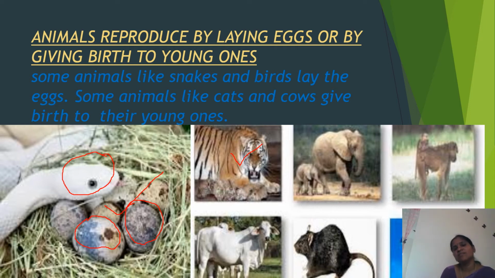Some of the animals will give birth directly to their babies. So some examples I have given in the picture. Observe. Tiger will give birth directly. Even elephant will give birth directly. And monkeys will give birth directly. Cow will give birth directly. Even rats. Like that, some of the animals will give birth directly to their babies.